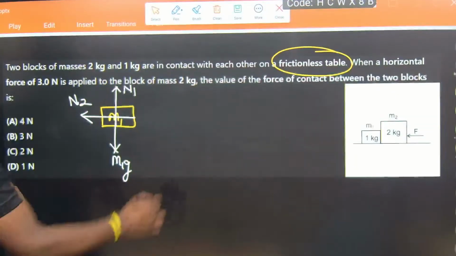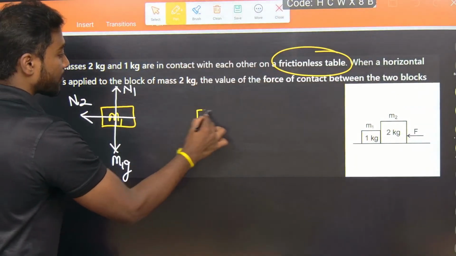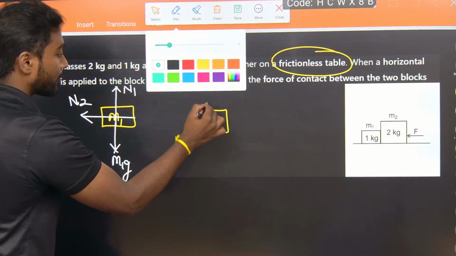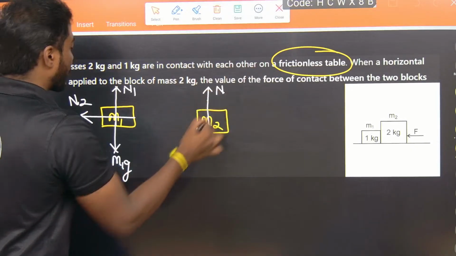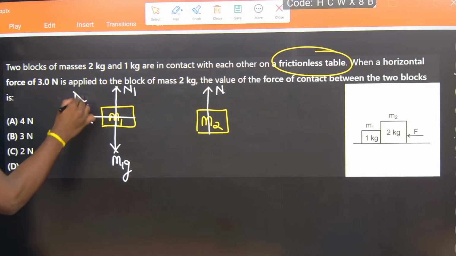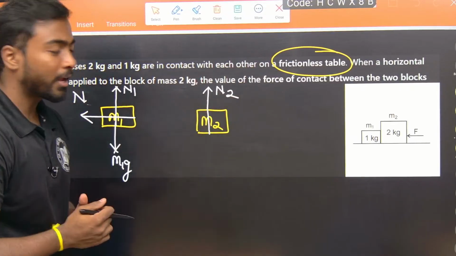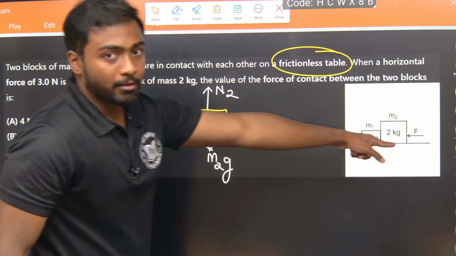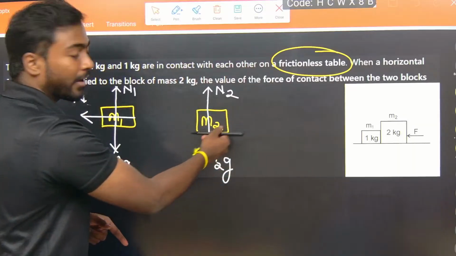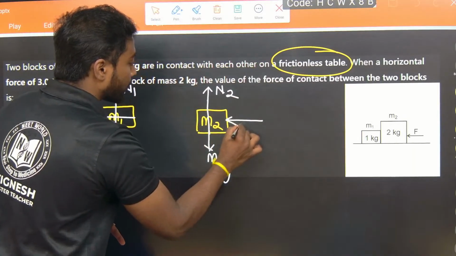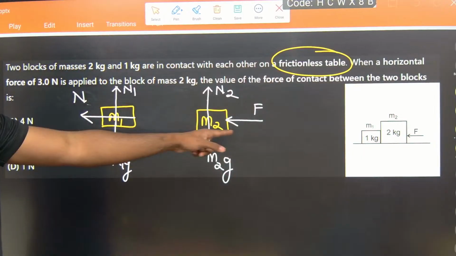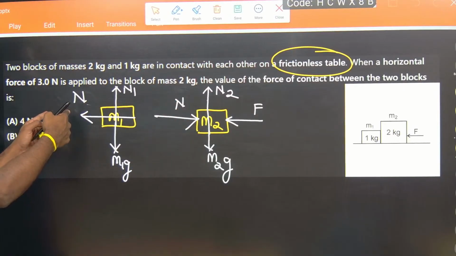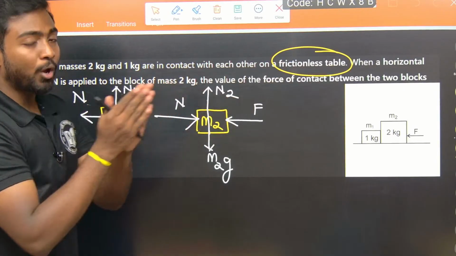When I take block 2, this is my block 2, that is m2. Now the forces, if I see here, I will take the normal N, and this one as N2. This is my m2g. Now a force is acting, like someone is giving an external force, so in this direction, F. One more normal force is acting in the opposite direction, the same force, and only then will the blocks move together.